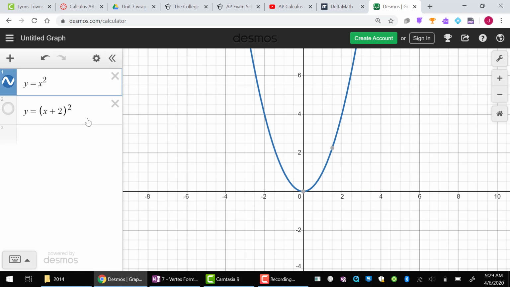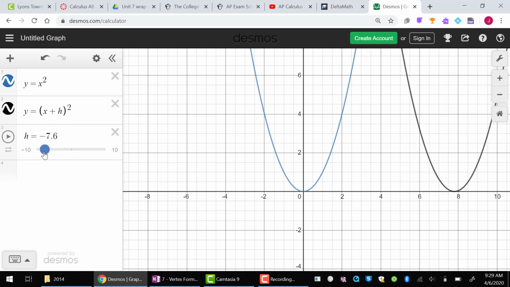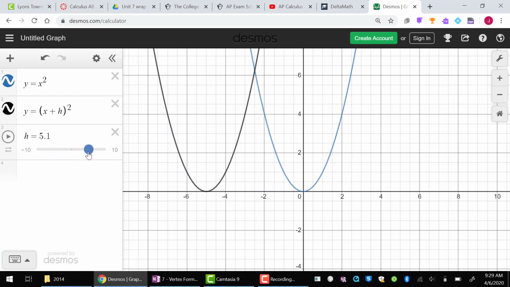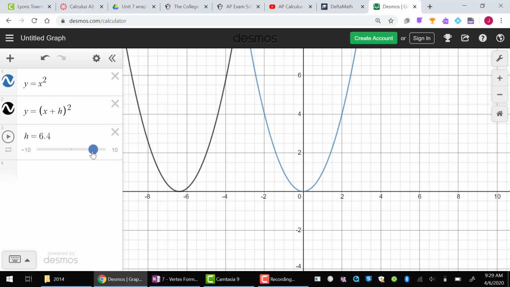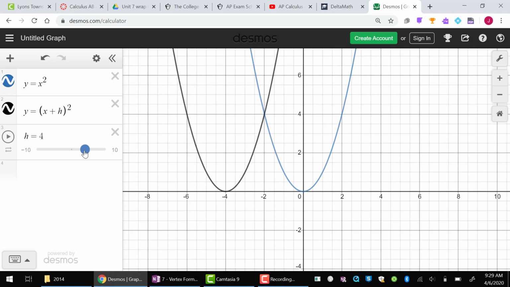And again, I'll do one more thing. Let me change this to just a little constant there. We'll call that h, and I'll add a slider so that h can be any different number. When h is negative, look at where the parabola is. The parabola gets shifted to the right of my parent function. If h is positive, like positive 5.5, positive 7, or positive 8 or 9 out here, look at where that parabola transformed. It's now to the left of my parent function.